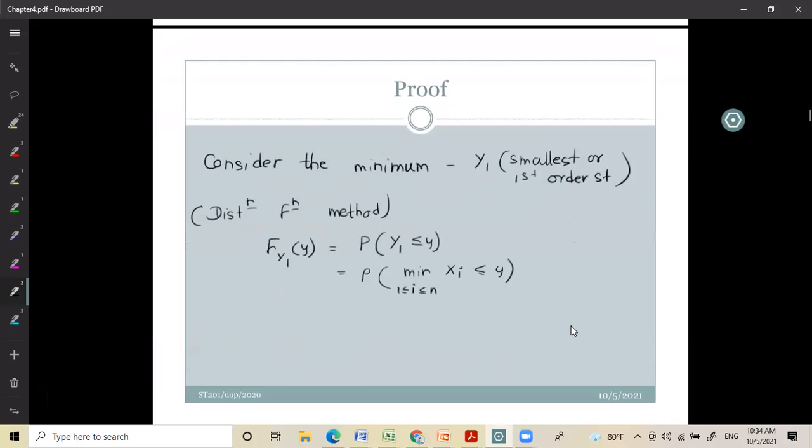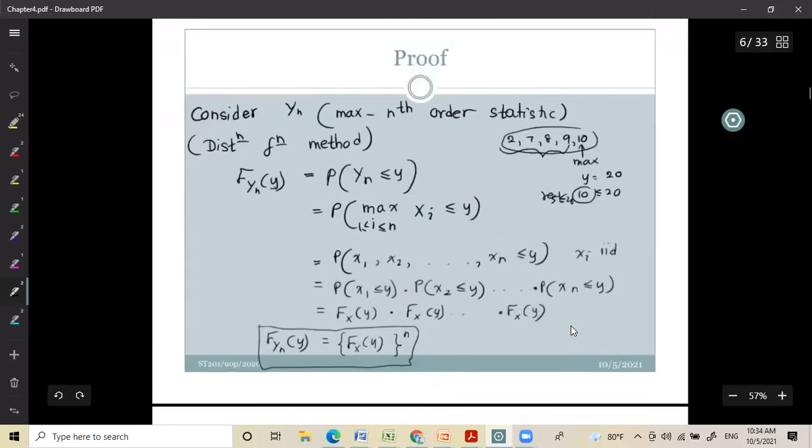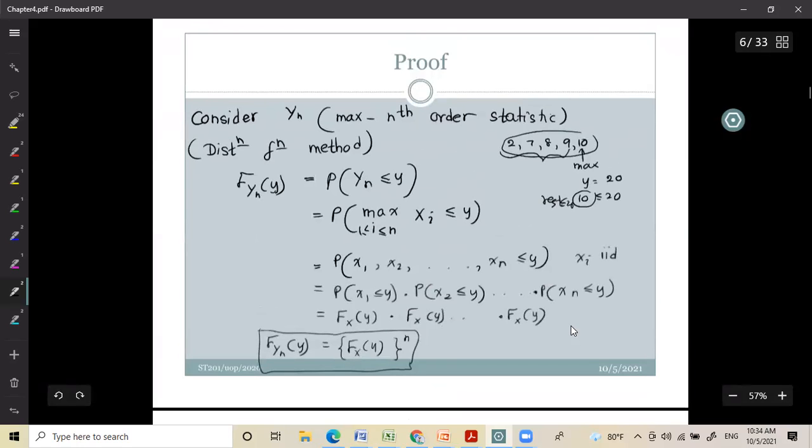Now let's go back to that small example. You see that 2, 7, 8, 9, and 10. Again, let's say our y is 20. Now, when you say 2 is less than or equal to 20, we cannot make any statement about the rest, although 7, 8, 9, 10 are less than 20.